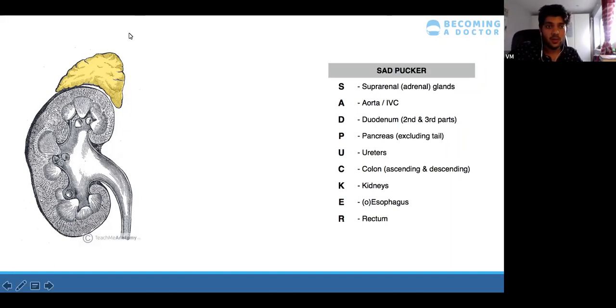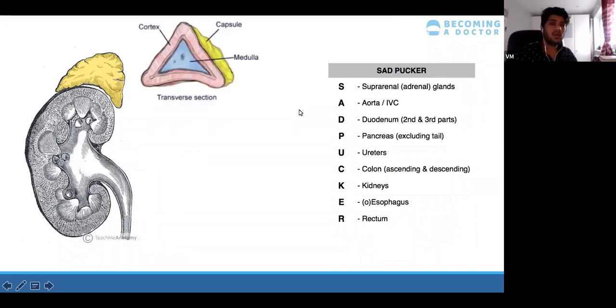And before I go into the detail of it, one thing that I always struggled to remember was which organs were retroperitoneal and which ones are intraperitoneal. This is a really good mnemonic to use, SAD PUCKER, for any of the organs that are retroperitoneal. The only difficult thing to remember is that S is for suprarenal rather than adrenal.